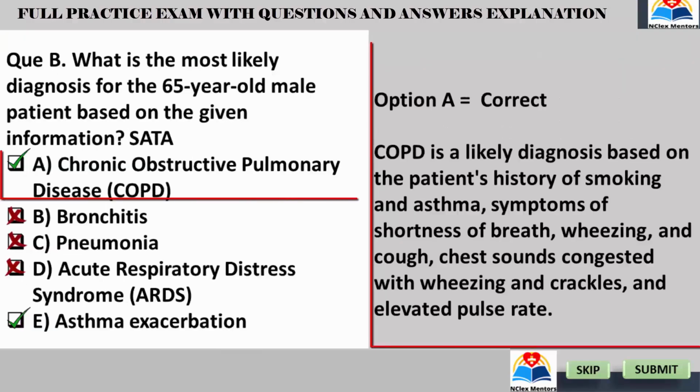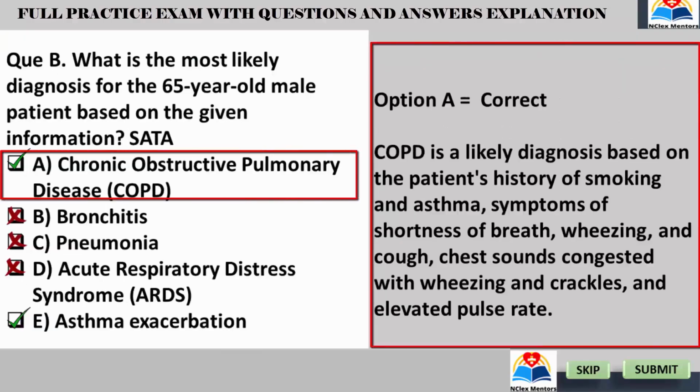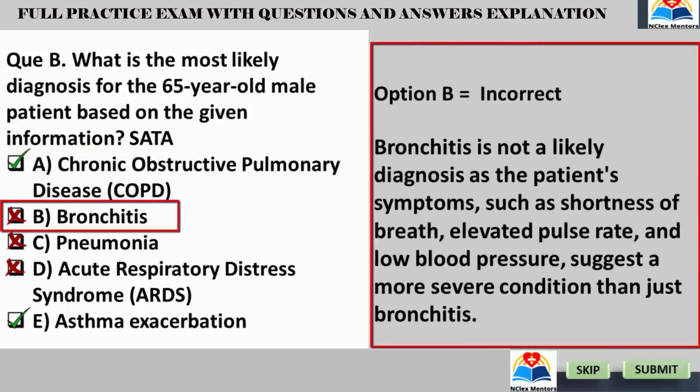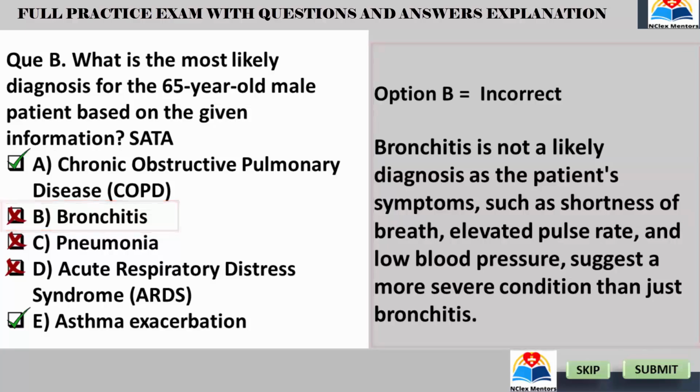answers. Option A, chronic obstructive pulmonary disease, is a likely diagnosis based on the patient's history of smoking and asthma, symptoms of shortness of breath, wheezing and cough, chest sounds congested with wheezing and crackles, and elevated pulse rate. Option B, bronchitis, is not a likely diagnosis as the patient's symptoms, such as shortness of breath, elevated pulse rate, and low blood pressure, suggest a more severe condition than just bronchitis.